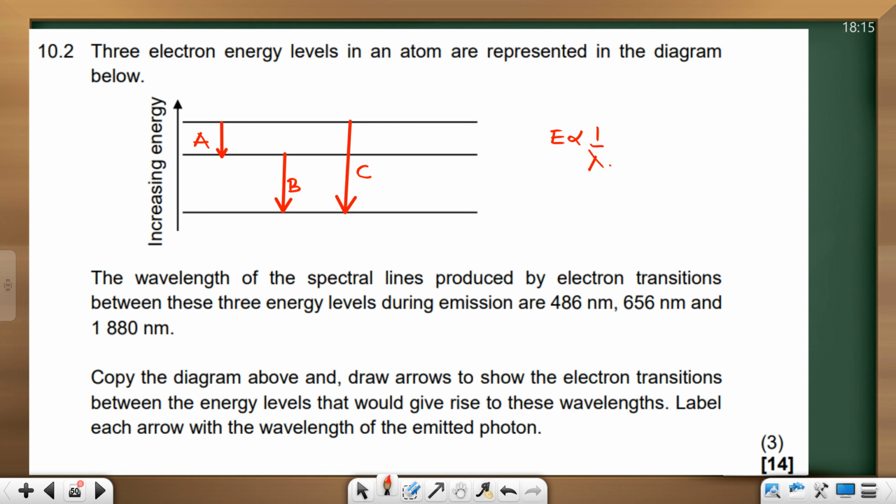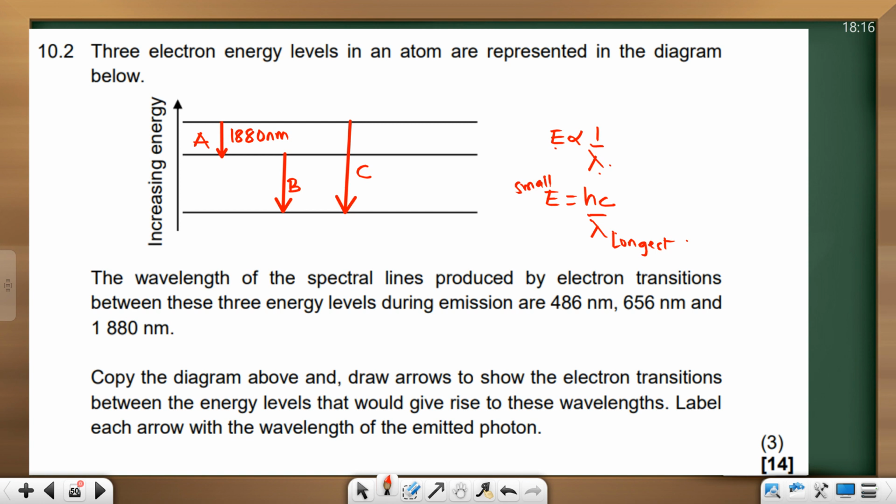What's my longest wavelength? 1880. So this one is what? 1880 nanometers. I hope it's making sense. Don't get confused. Already you are in tears. I see your face. E and wavelength are what? Inversely proportional. The one with the smallest energy. Remember the formula. E equals to what? HC over lambda. The one with the longest wavelength would have the smallest energy. And that's the energy difference there.